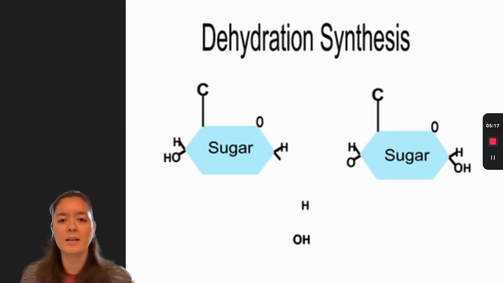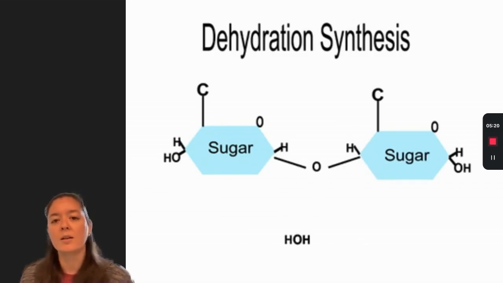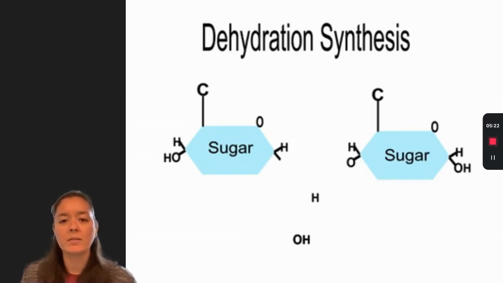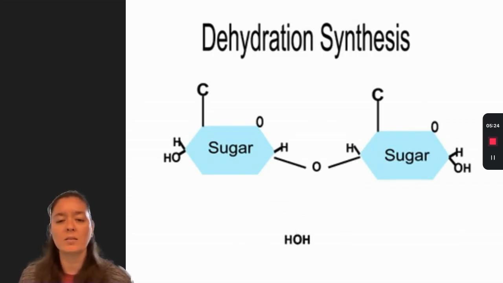Here's what it looks like, a little animation here. So we're going to lose an OH from one and an H from another. That's going to give us our water. And then a bond is formed between the 2 monomers to form a polymer.